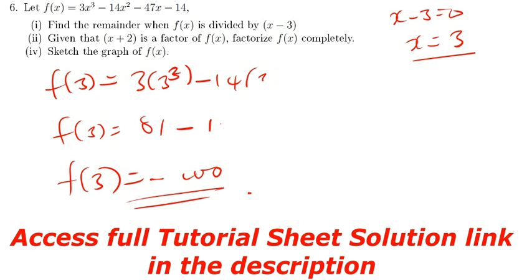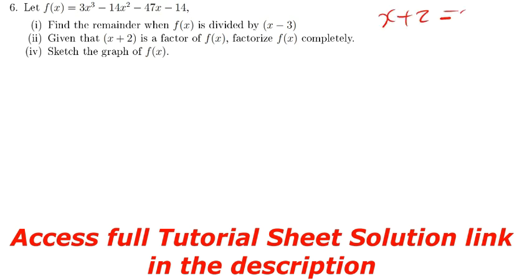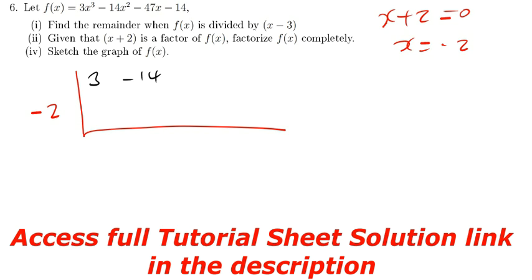Now after knowing the factor, then we can use synthetic division to find the rest. So the factor is x plus 2. Let's find x. X will be equal to negative 2. So using synthetic division, negative 2 will be here, and then I'll have 3, negative 14, negative 47, negative 14. So you bring 3 down. 3 times negative 2 is negative 6. Then that is going to give me negative 20. Negative 20 times negative 2 is negative 40.